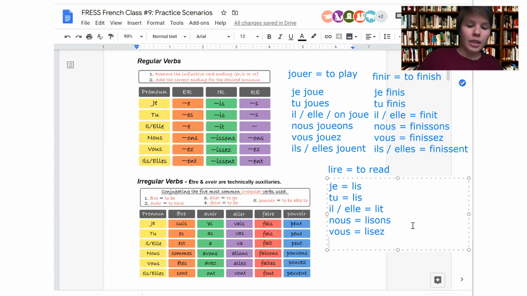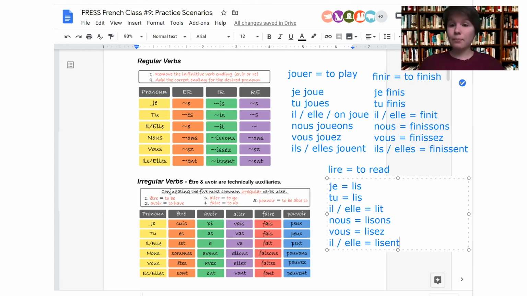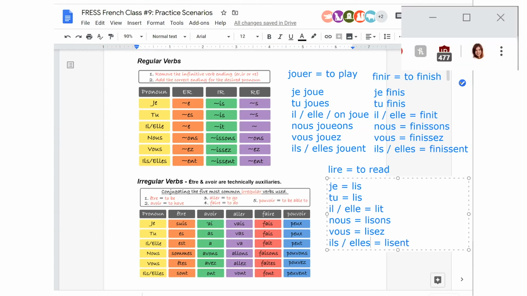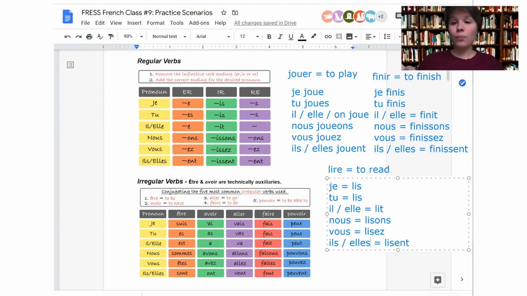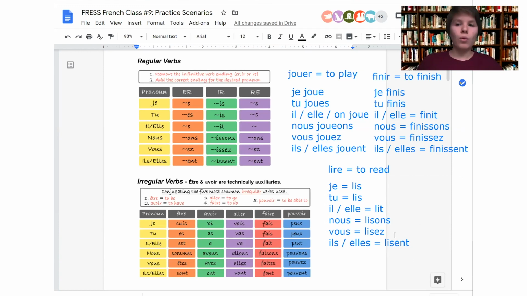And il, elle, ils, elles, lisent. So there is a slight S sound on that one. Okay, so je lis, tu lis, il, elle lit, nous lisons, vous lisez, ils, elles lisent. Okay? Is that a little bit clearer for most people? Cool. So that is generally the way in which French regular verbs in these groups end.